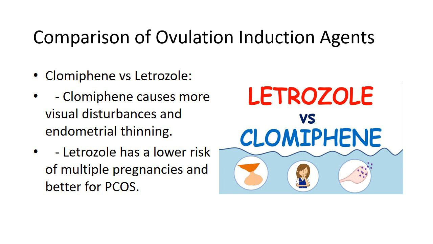Conclusion: ovulation induction agents. Clomiphene and letrozole are first-line oral agents for ovulation induction. Letrozole is preferred in PCOS due to better endometrial effects and lower multiple pregnancy rates. Gonadotropins offer the highest success rates but require intensive monitoring and higher costs. Choice of agent depends on patient characteristics, response, and financial considerations.